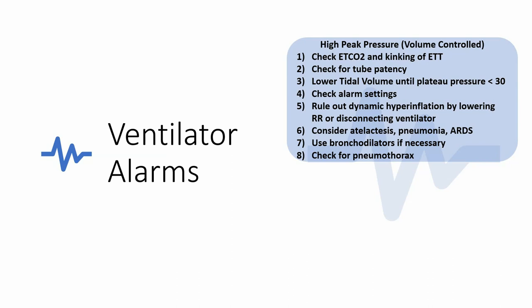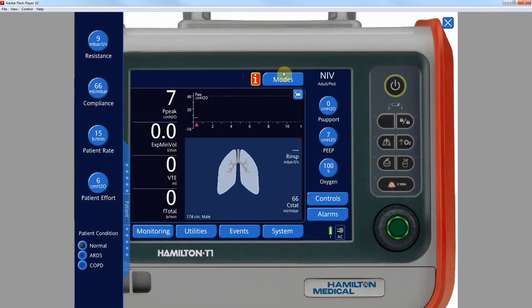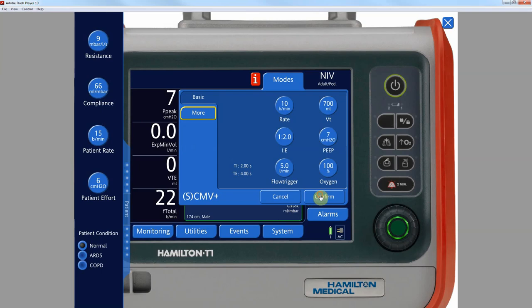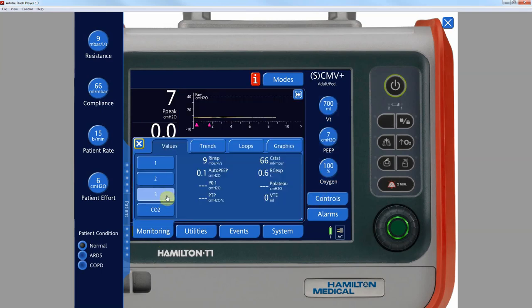One of the most common causes of a high peak pressure alarm is a high tidal volume. Now, this says you want to monitor your plateau pressure and lower your tidal volume until your plateau pressure is less than 30. Let me show you how you can measure plateau pressure, or where you measure that at. So if you're in a volume control mode, go into monitoring, look at monitoring window 3.